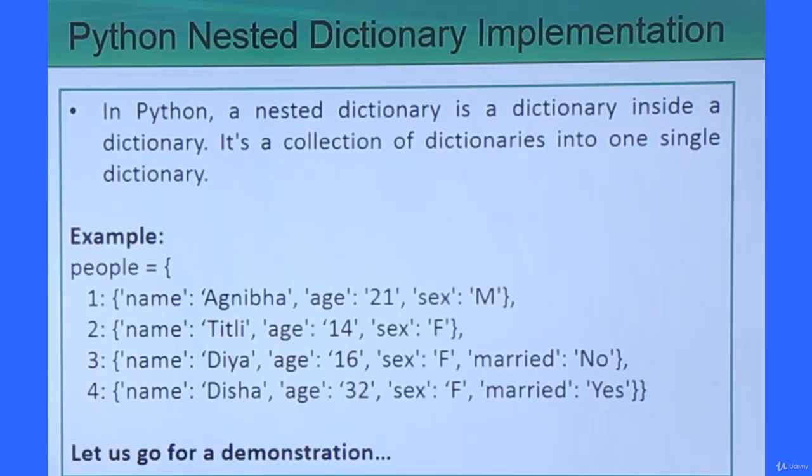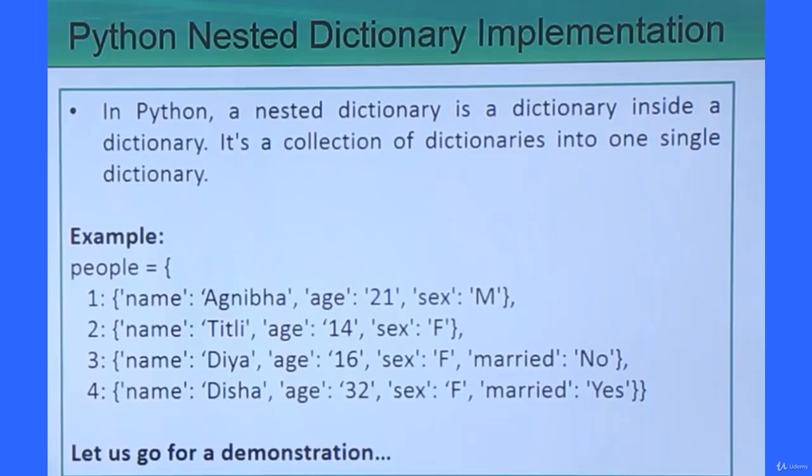So name Agnivo, age 21, sex M, and here we are having name Titli, age 14, sex F. We are having name Dia, age 16, sex F, married no. We are having name Disha, age 32, sex F, and married yes. Now you see this is a dictionary and this is the outer dictionary we are having. That's why it is called a nested dictionary. So let us implement this using Python coding so that you can feel how the outputs are coming and how to write the code appropriately.